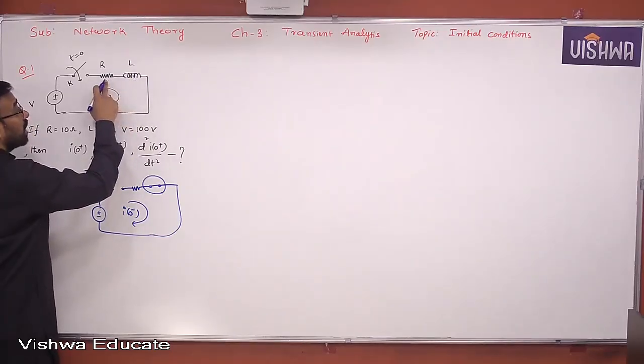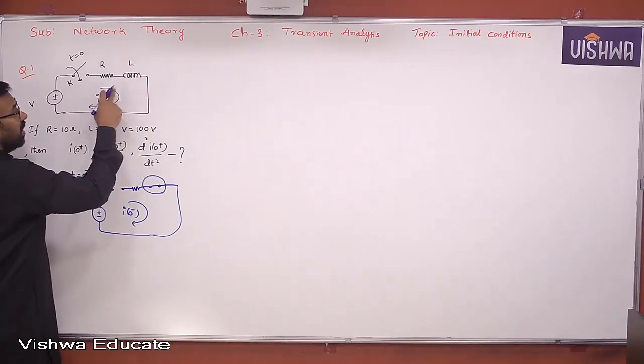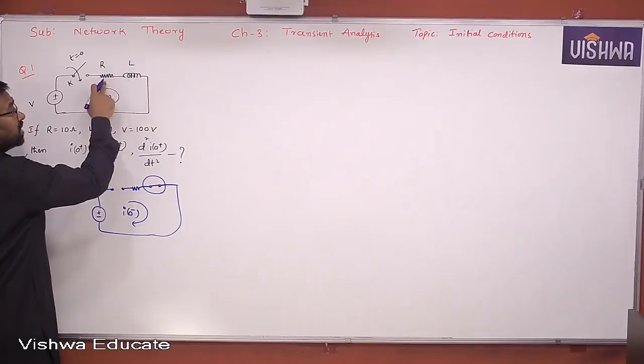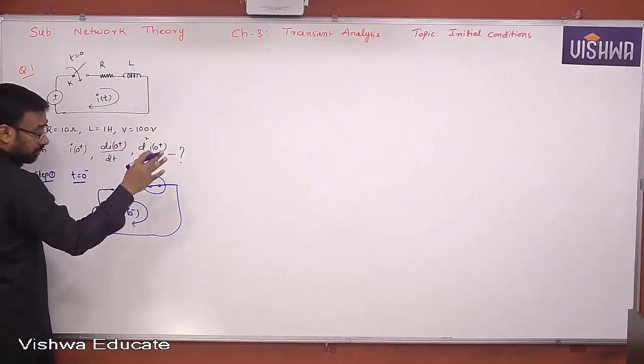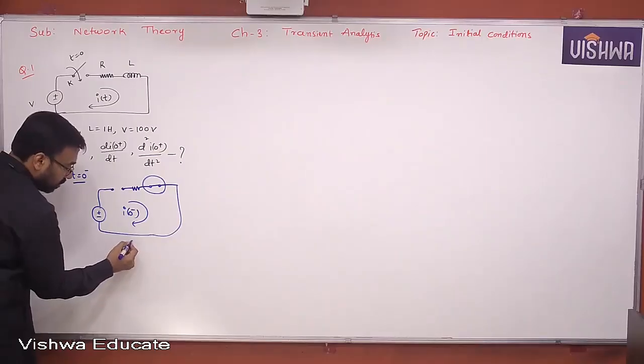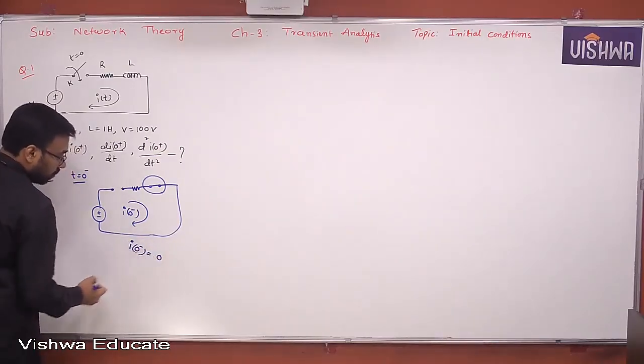What is the current through the resistor? It is also the same as the current through the inductor, because both are connected in series. But you should take current I as the current through the inductor. It may not change instantaneously, and the resistor is supposed to follow the inductor only. Therefore, what is I of 0 minus? Because it is an open circuit, it's 0.